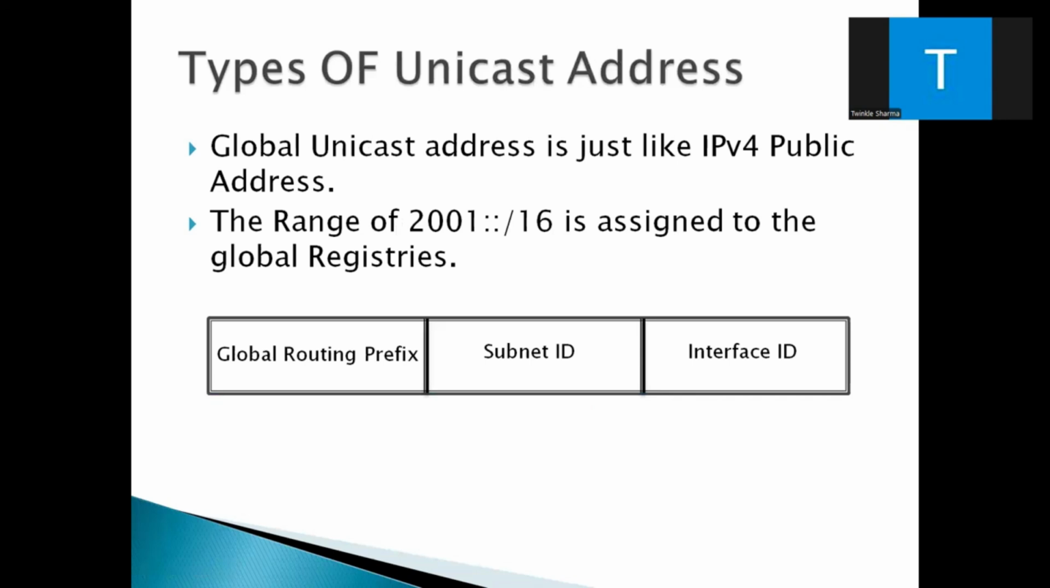Global registries, or we can also say the global unicast address, is similar to an IPv4 public address. This is our network ID. Okay. Then this is our IPv6 anatomy.